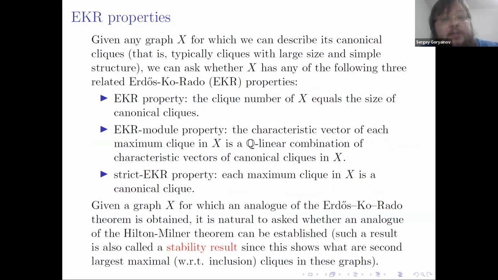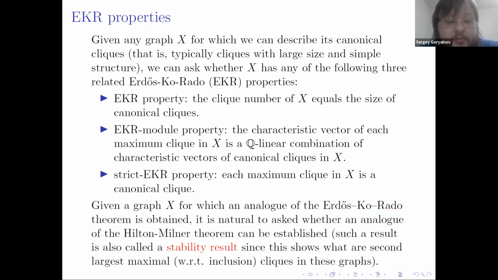Given any graph X for which we can describe its canonical cliques, that is, typically cliques with large size and simple structure, we can ask whether X has any of the following three related Erdős-Ko-Rado properties. EKR property: the clique number of X equals the size of canonical cliques. EKR-module property: the characteristic vector of each maximum clique in X is a Q-linear combination of characteristic vectors of canonical cliques in X. And strict-EKR property: each maximum clique in X is a canonical clique.